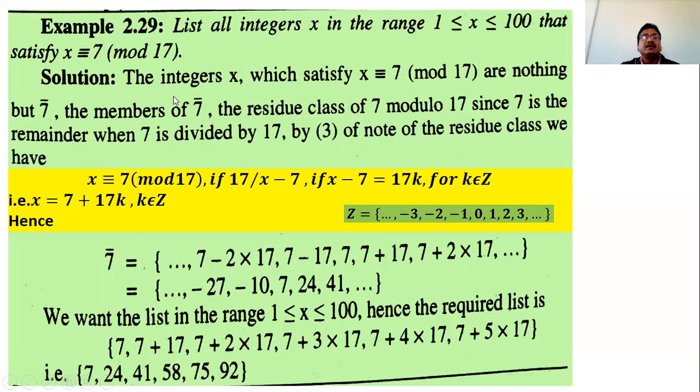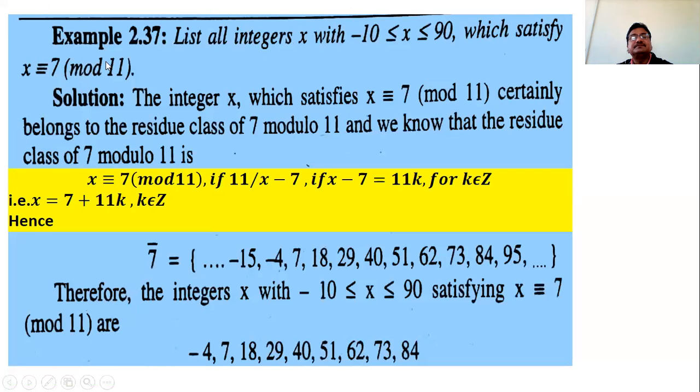We check whether 58 is congruent to 7 mod 17. 58 ≡ 7 mod 17 if 17 divides 58 − 7. What is 58 − 7? It is 51, and 17 divides 51. So these are the elements which are congruent to 7 mod 17. This is a very simple example: find the values of x that satisfy this relation.